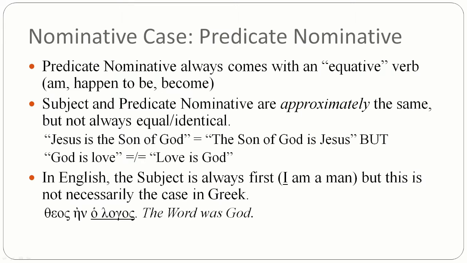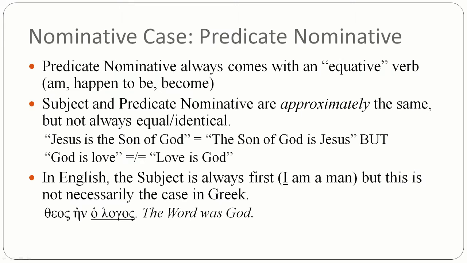In English, the subject is always first in the sentence. That's how you know which one is a subject and which one is a predicate nominative. I am a man. In that sentence, I is always going to be the subject because it comes first. It comes before the verb, so therefore that's the subject. Not necessarily the case in Greek. Greek word order is much more flexible than English.